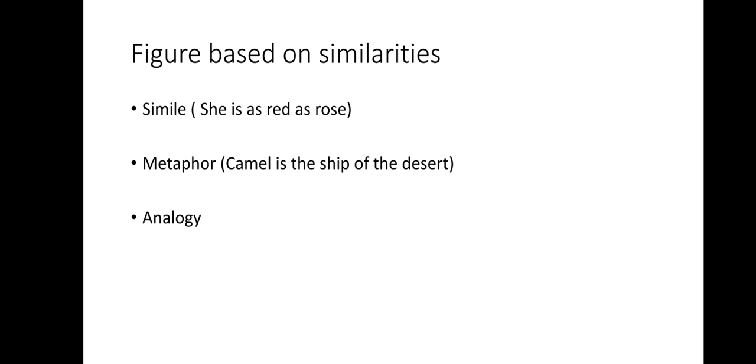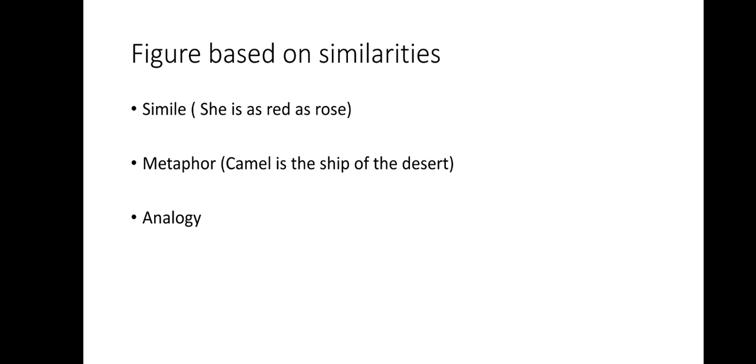Another very popular figure of speech is metaphor. I have given another example: Camel is the ship of the desert. Here, the point of similarity is between two dissimilar things. Now, let us understand. Camel is something which is not at all connected with a ship. Camel is an animal, whereas a ship is an object. But there is one similarity between them.